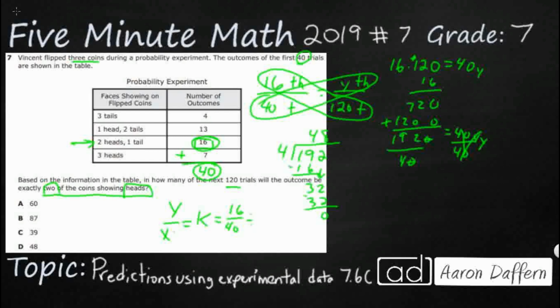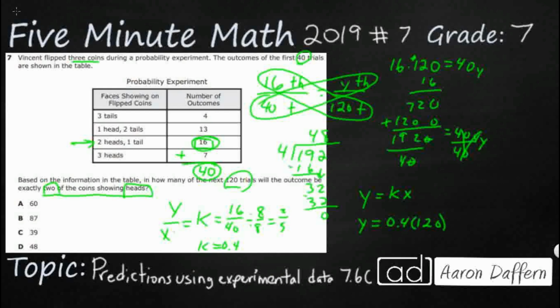So what happens if we reduce this by 8? Right? I like turning this into decimal if possible. That's going to be 2/5. So we know 2/5 is 0.40, so k equals 0.4. So if we were to do that, well, we can say, well, y equals kx, and our x is going to be our total, so y equals 0.4 times our new total of 120.